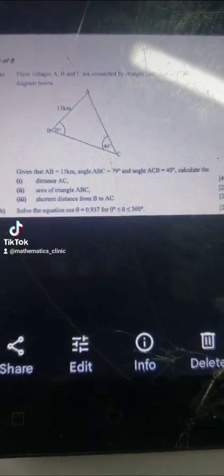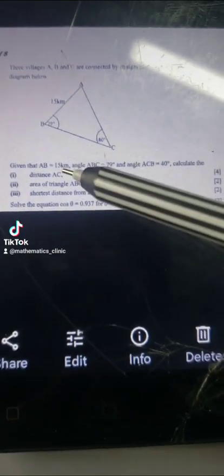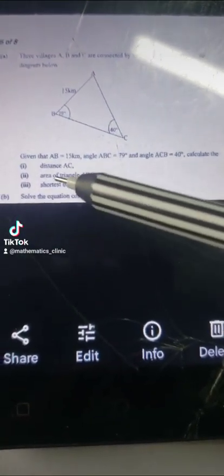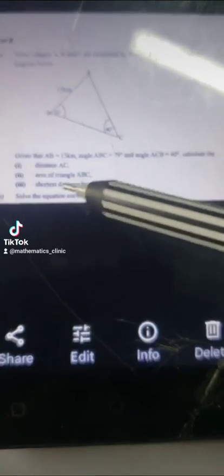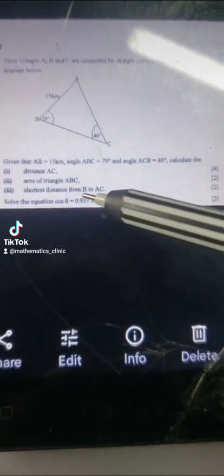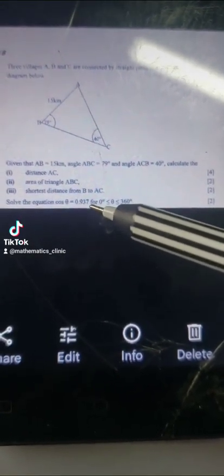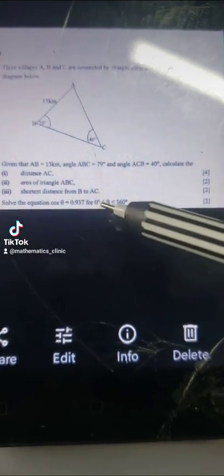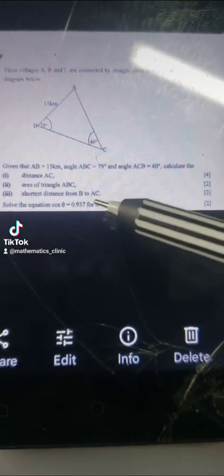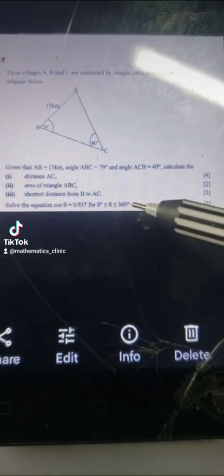So, in our previous videos, we managed to solve the distance AC, the area of triangle ABC, and the shortest distance from B to AC. Now we are going to solve the equation cos theta is equal to 0.937, for theta greater or equal to 0, but less or equal to 360. Let's do that.